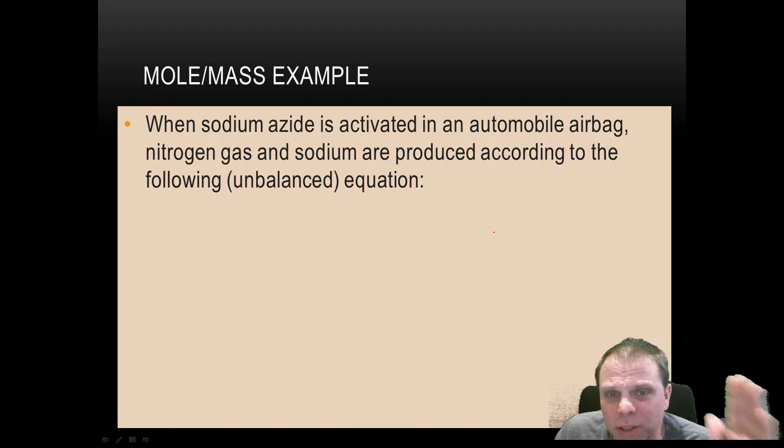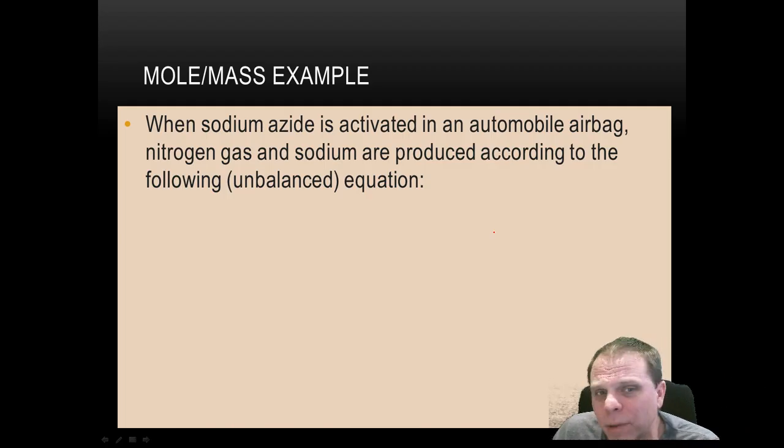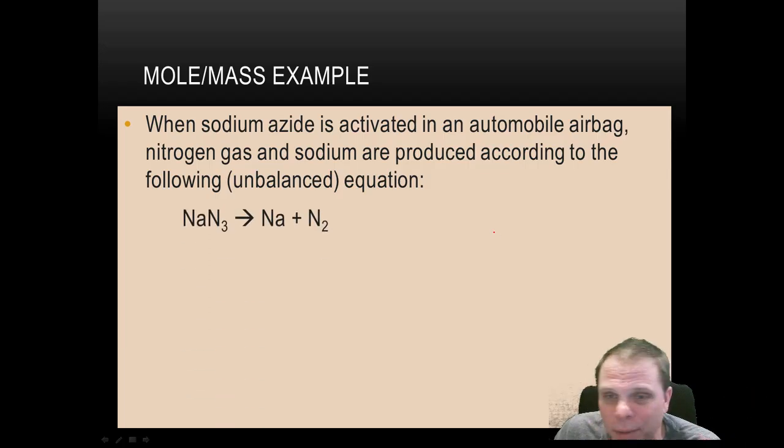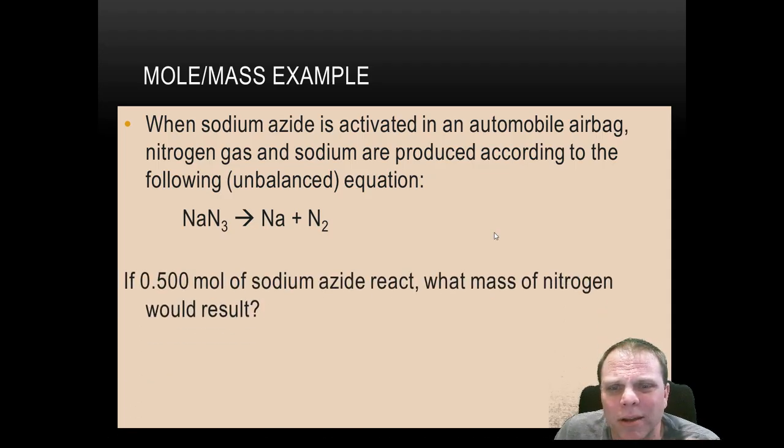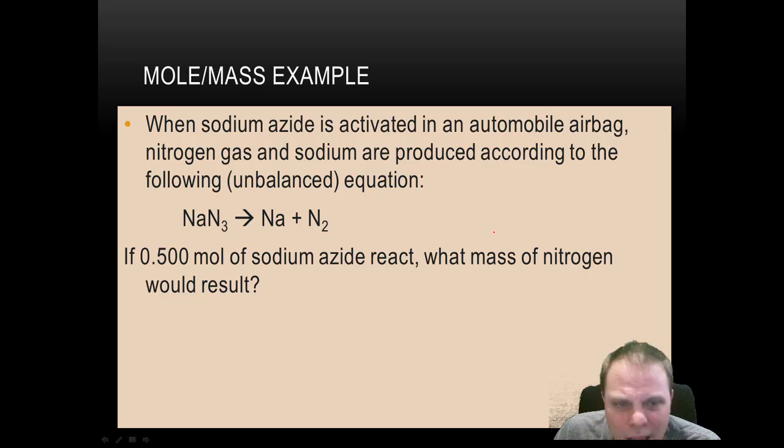This is a mole to mass. When sodium azide is activated in an automobile airbag, nitrogen gas and sodium are produced according to the following unbalanced chemical equation. So we've given you the equation here. Now you just have to balance it. I've got 3 nitrogen on the one side, 2 on the other. I better probably change that, right? All right, so if 0.5 moles of sodium azide reacts, what mass of nitrogen would result?